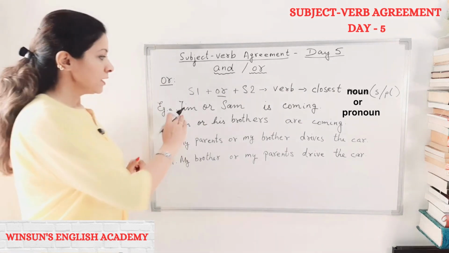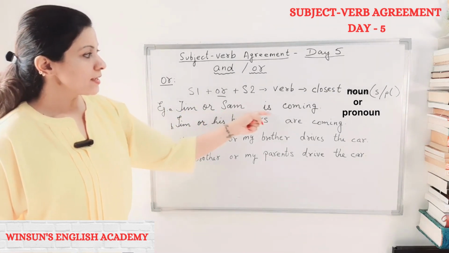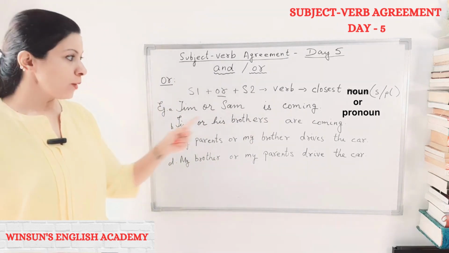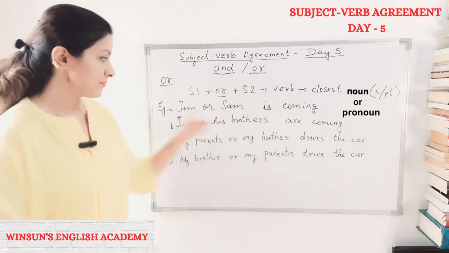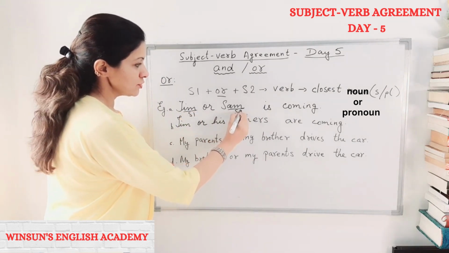Okay, now, let's look at this one. Tim or Sam is coming. Tim, Sam, two people. Why have we used is? Tim, subject 1, Sam, subject 2.